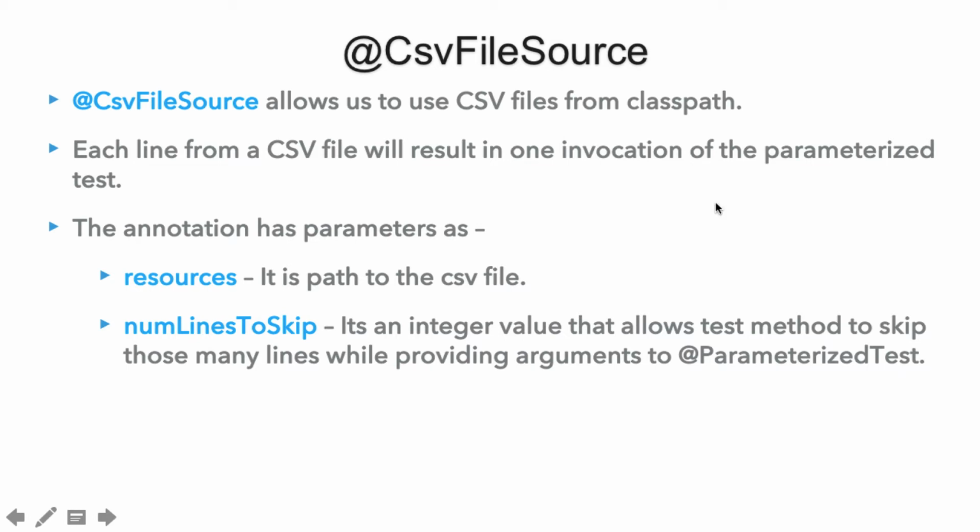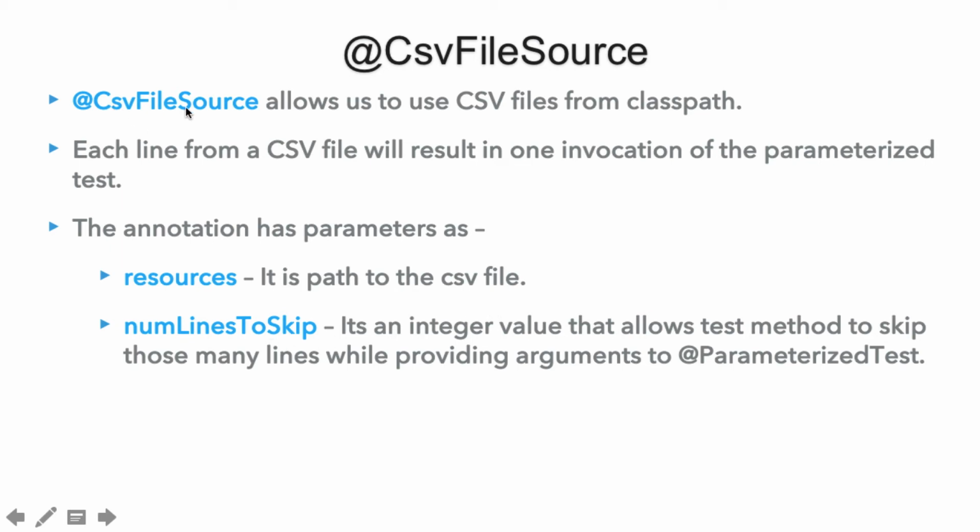So friends, let's say in our CSV file we provide 10 entries, but we want our parameterized test to read from the 5th line. So here, using this parameter we can simply provide a value saying please skip the first 4 lines of the CSV file and read from the 5th line.